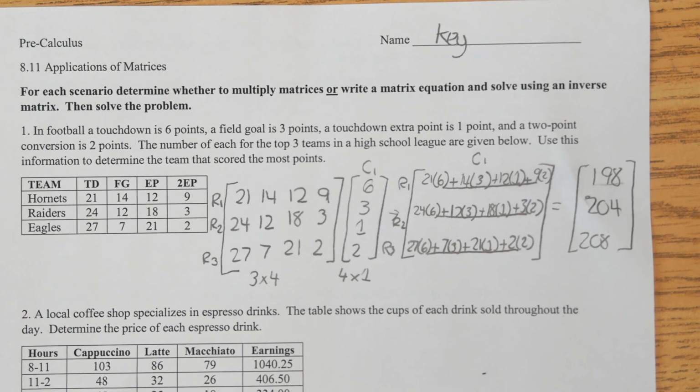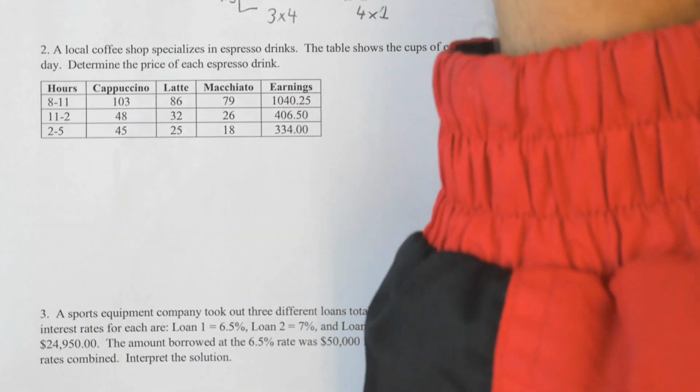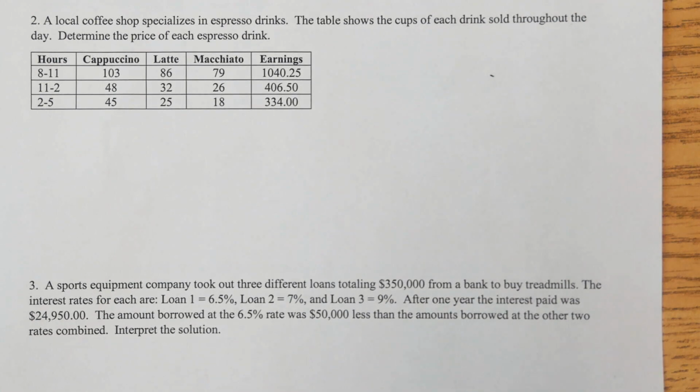Okay, so let's go on here to number 2. It says a local coffee shop specialized in espresso drinks. The table shows the cups of each drink sold throughout the day. Determine the price of each one. So now we are trying to figure out how much a cappuccino costs, a latte, a macchiato.